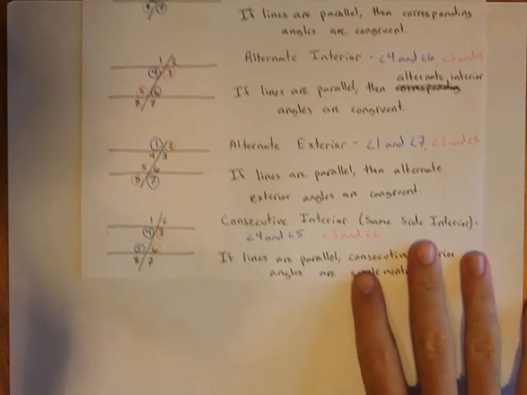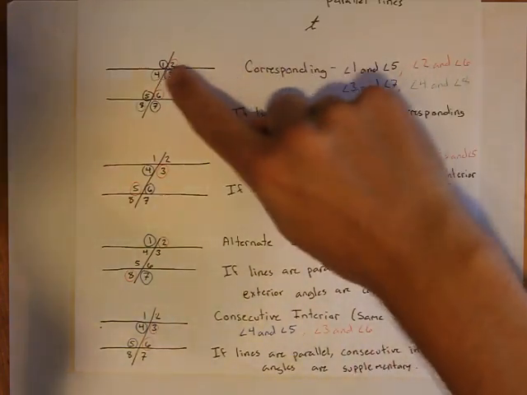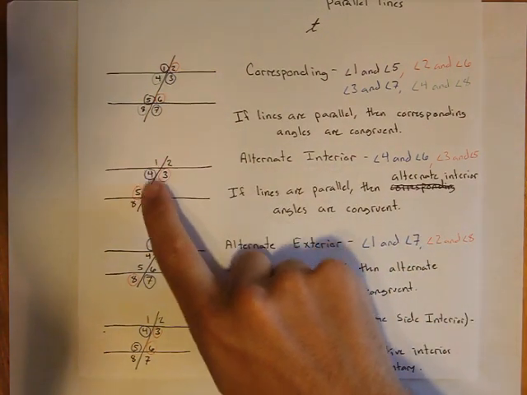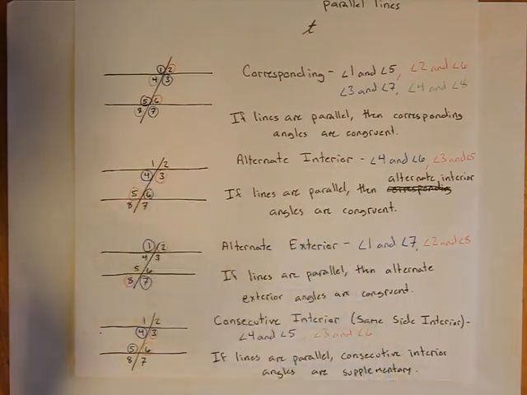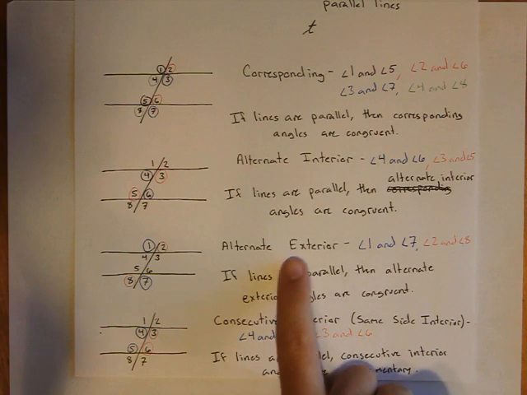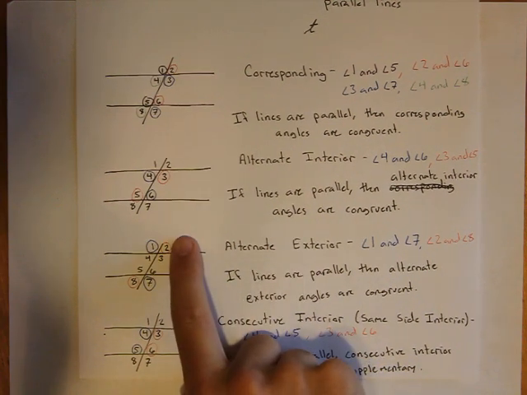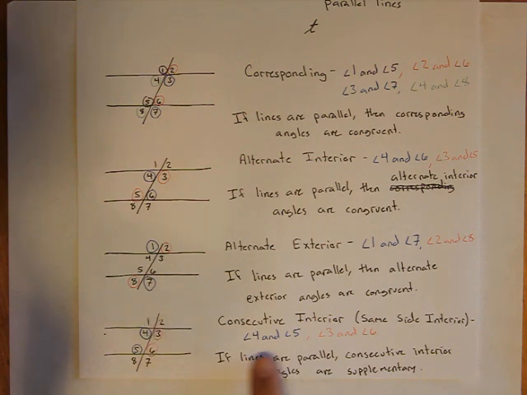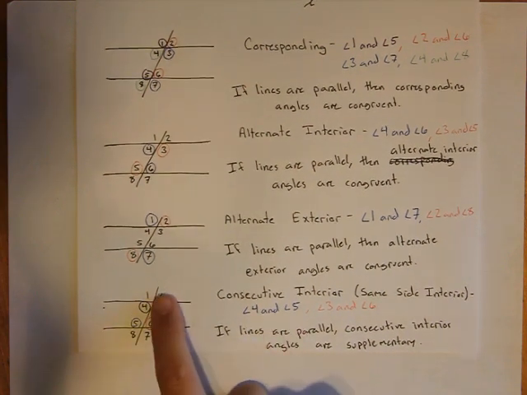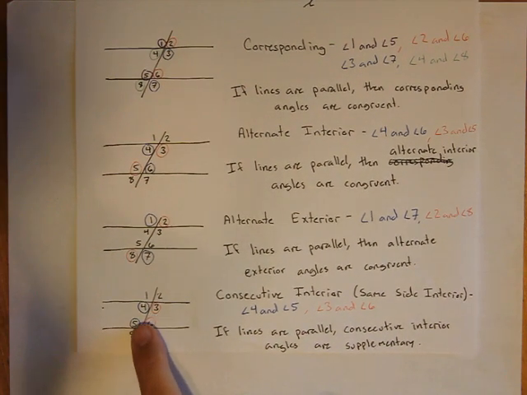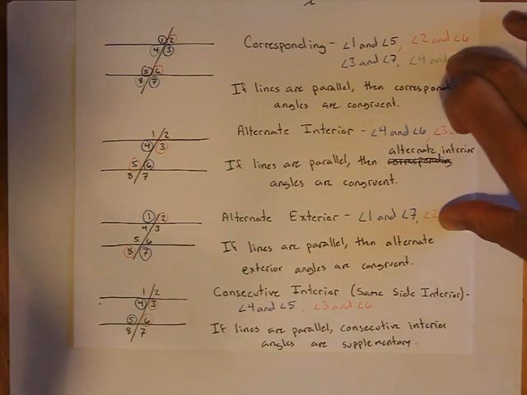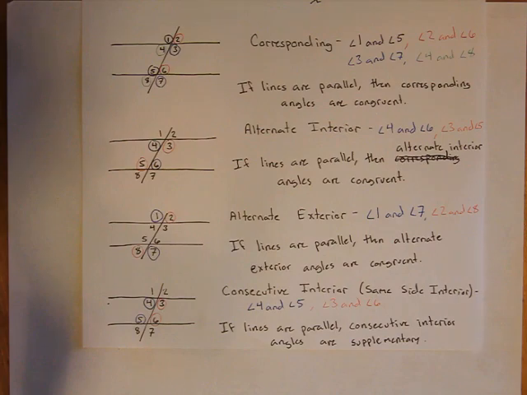So again, corresponding angles, imagine just coming straight down. Alternate interior, imagine opposite sides of the transversal inside the parallel lines. Alternate exterior, outside the parallel lines, opposite sides of the transversal. Consecutive interior, inside the parallel lines, same side as the transversal. First three are all congruent angle relationships, and the last one is supplementary.